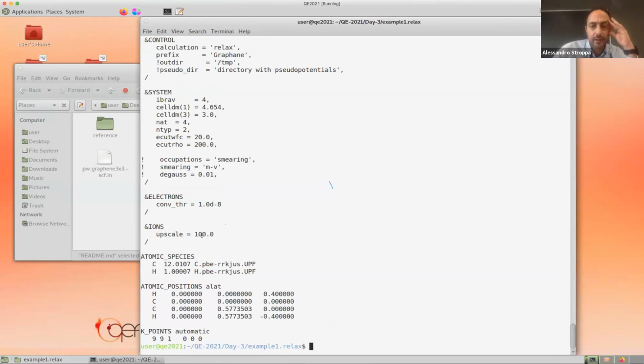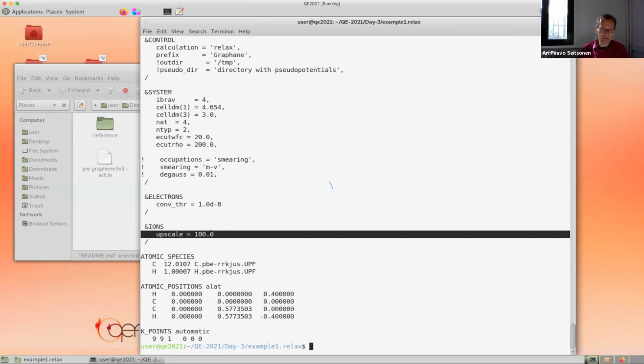So he's also asking what are reasonable values for this parameter. Well, 100 is the default. I think I checked, so this would not even be needed. But most of the relaxation calculations that I have done have converged with this value. Again, it depends on the system.